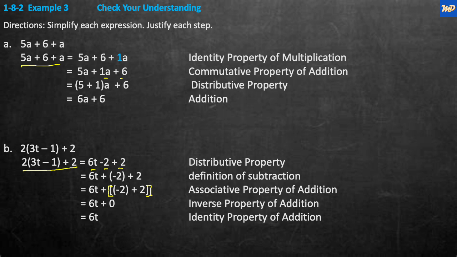That's the inverse property of addition. A number plus its negative is equal to 0. It's the inverse property of addition. When you do that, now the 0 obviously goes away, so we're left with 6t, the identity property of addition. 0 plus any number is still the number. Okay?